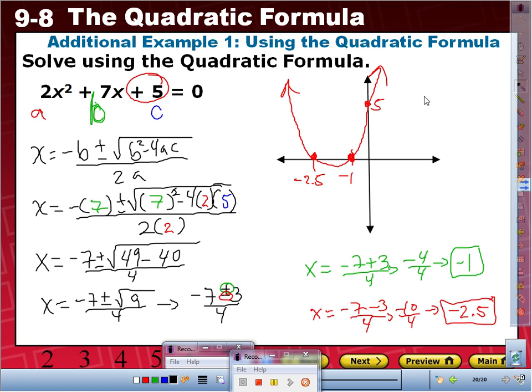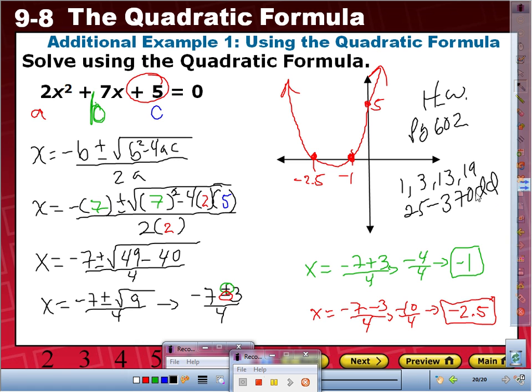Okay, homework. Homework is found on page 602, numbers 1, 3, 13, 19, 25 through 37 odd. However, I want these solved both ways, by factoring and by using the quadratic formula.